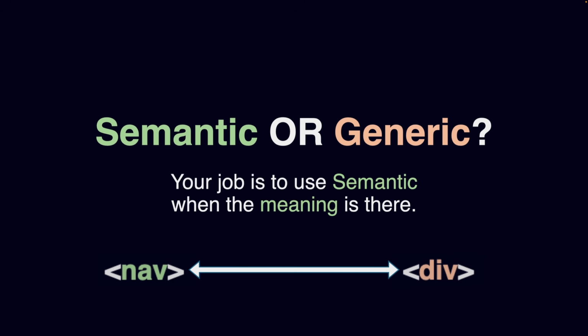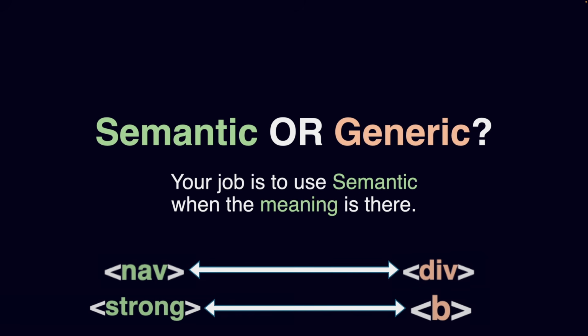If a piece of content has extra importance, you need to capture that using the strong tag. But if you just want that piece of content to stand out without having extra importance, then you use the generic counterpart, which is the b tag. This idea will become more concrete as we learn more and more HTML elements to represent our content.